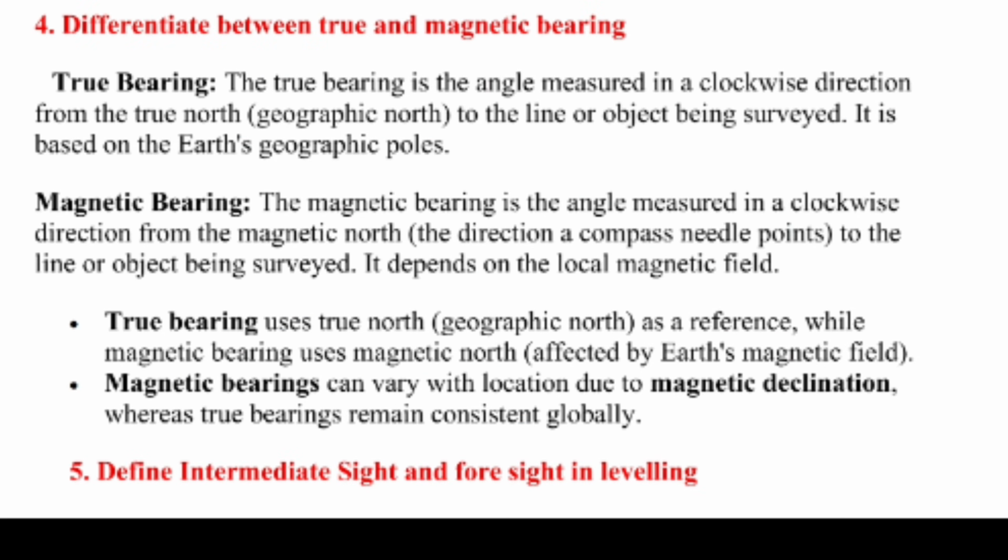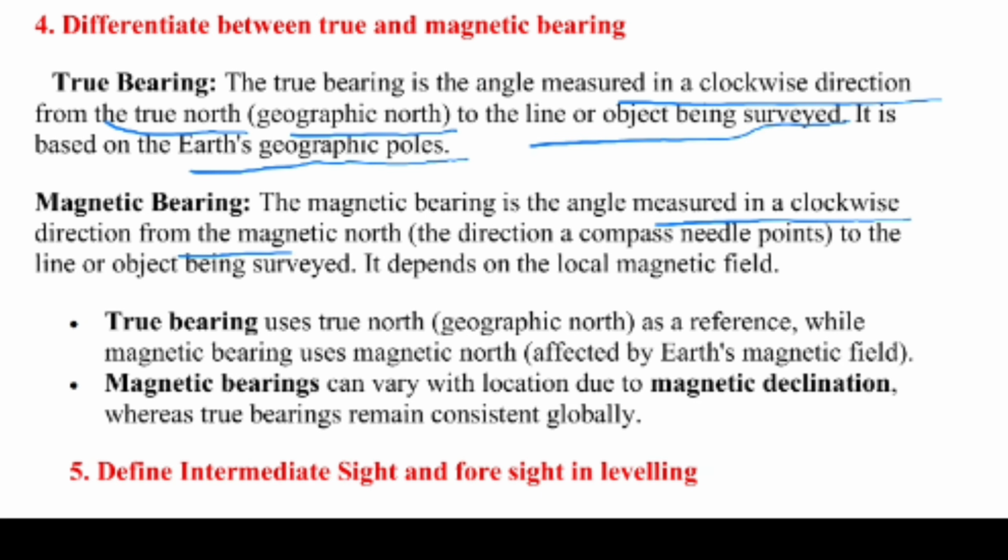So next, differentiate between true bearing and magnetic bearing. The true bearing, that you are going to measure in a clockwise direction with true north, nothing but geographical north, and a particular survey line. So here we are considering the earth's geographical poles. Magnetic bearing is nothing but measuring the angle in a clockwise direction with respect to magnetic north. It means the direction of the compass needle we are going to determine, so it depends upon the magnetic field.